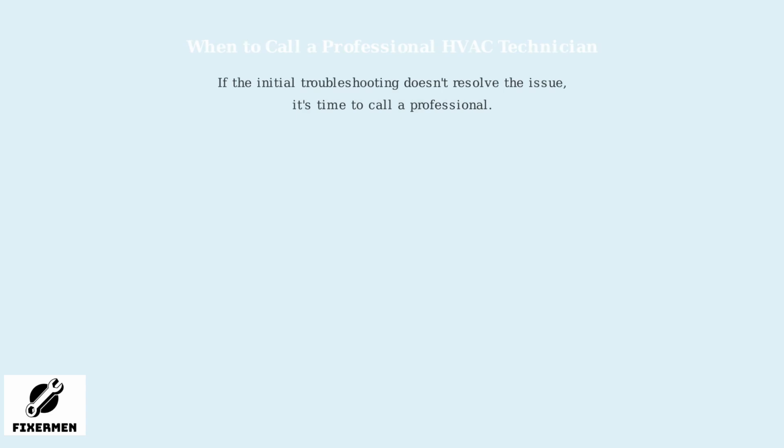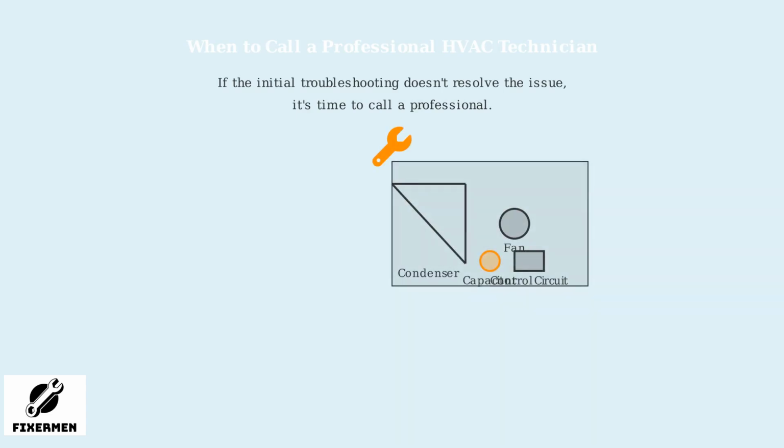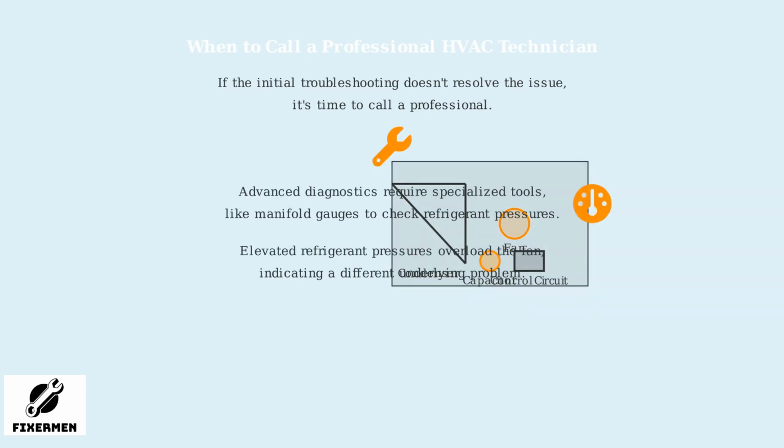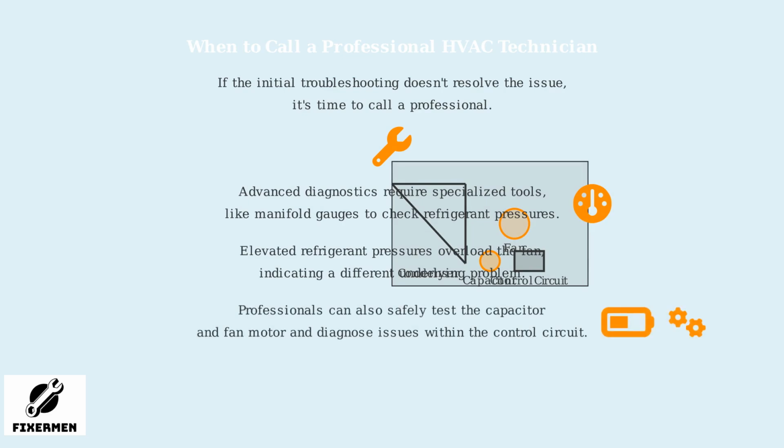If the initial troubleshooting doesn't resolve the issue, it's time to call a professional. Advanced diagnostics require specialized tools, like manifold gauges to check refrigerant pressures. Elevated refrigerant pressures overload the fan, indicating a different underlying problem. Professionals can also safely test the capacitor and fan motor and diagnose issues within the control circuit.